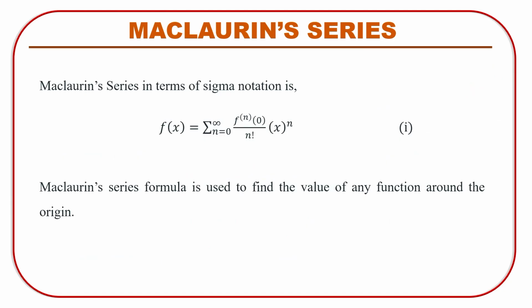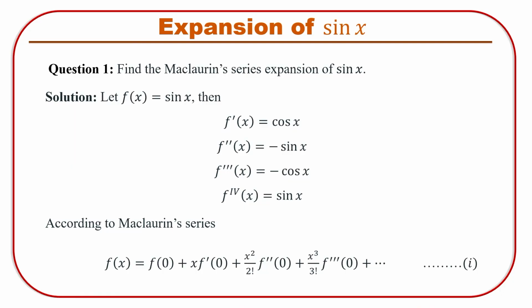So, it can be written in sigma notation. f of x can be written directly as the summation of n equal to 0 to infinity of f of n at 0 divided by factorial n times x to the n. So, the formula is very useful to find the Maclaurin series in terms of infinite terms.